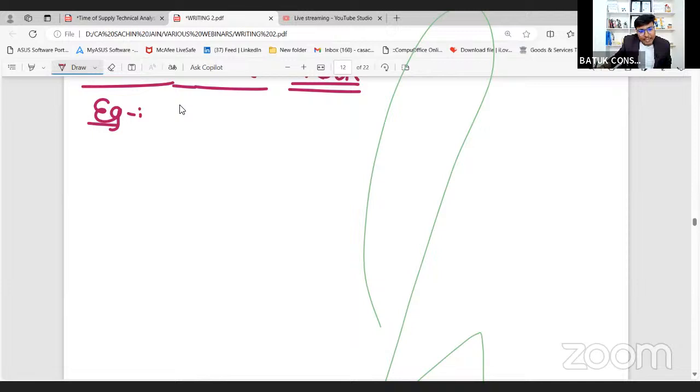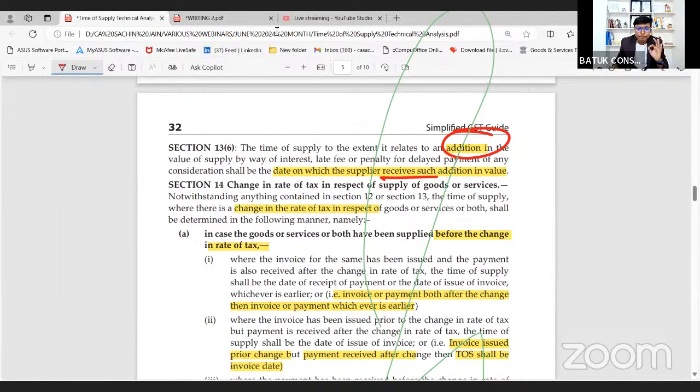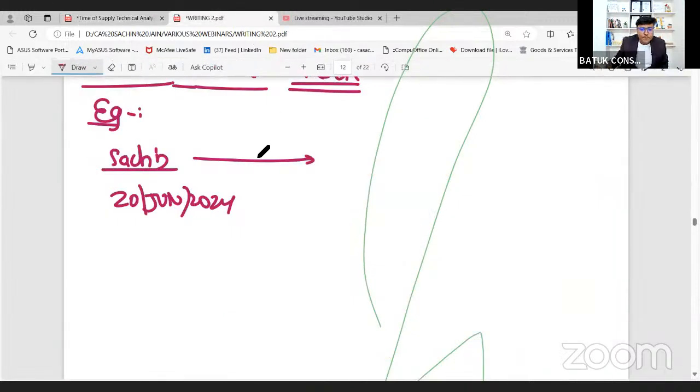Suppose I had made a supply as on 20th of June 2024. थोड़ी सी फ्यूचर की बात कर लेते हैं. I had made a particular supply on 20th June 2024. Okay.